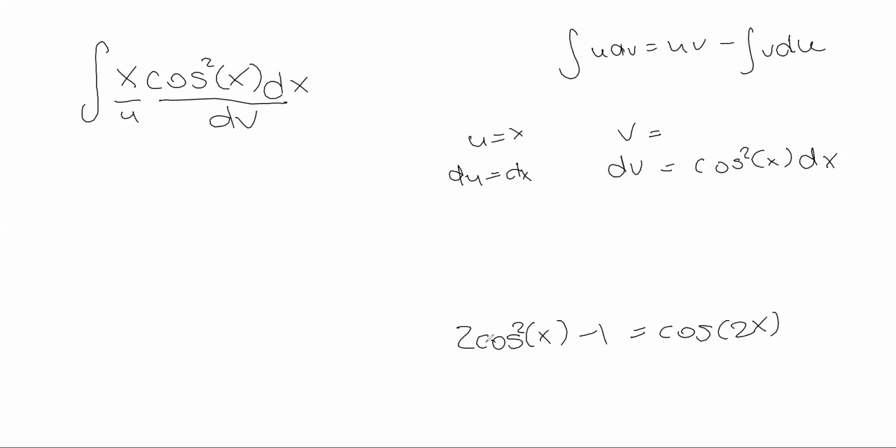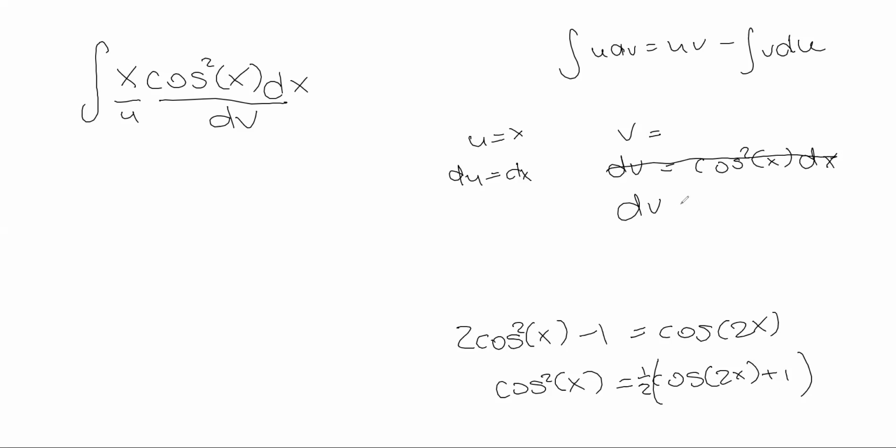So let's go ahead and solve for cosine squared of x. We want to add 1 to both sides, and then we want to divide everything by 2, which yields the following. There we go. This is going to help us quite a bit. So I'm going to replace dv. Instead of dv being cosine squared of x dx, I'm going to make that into 1/2 times cosine of 2x plus 1.